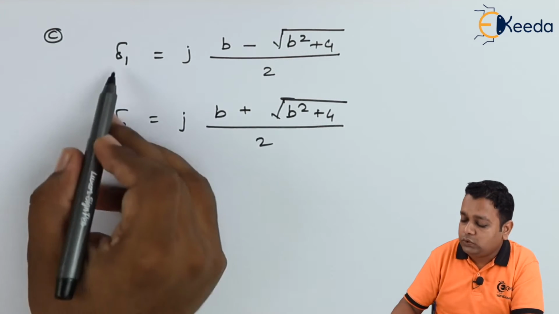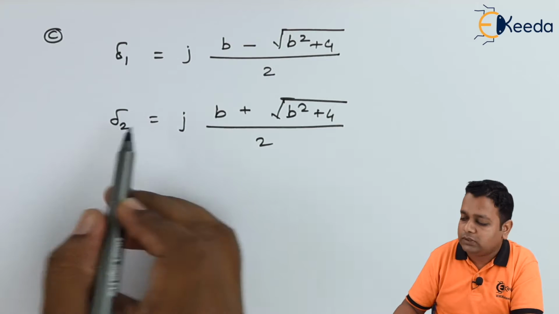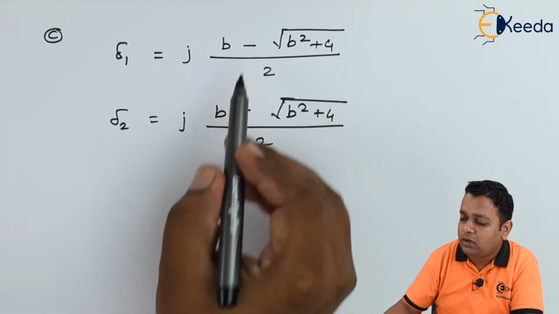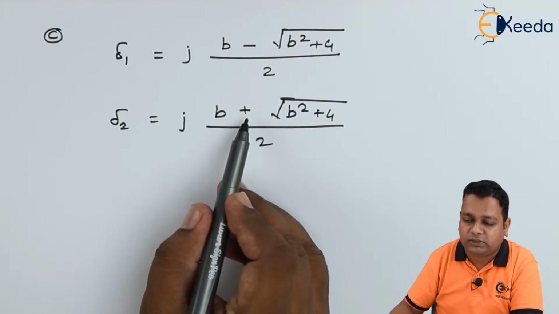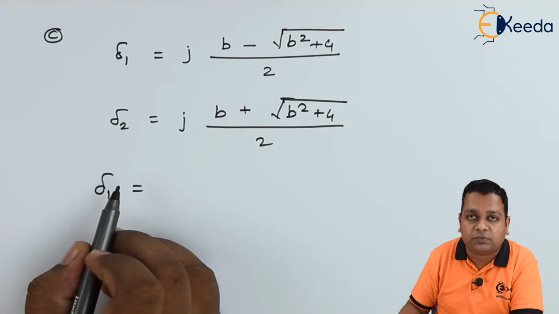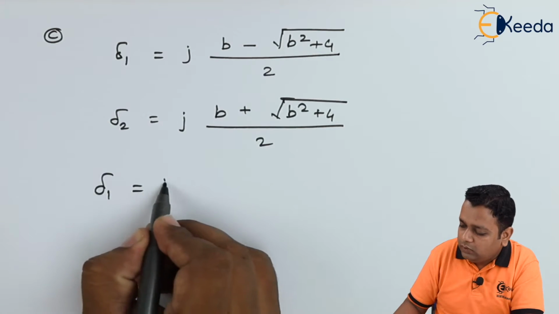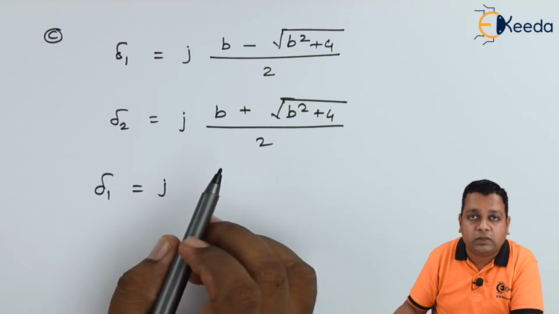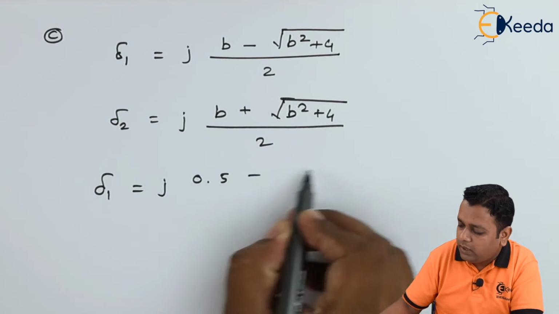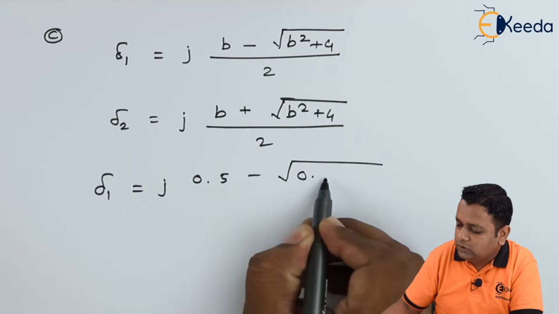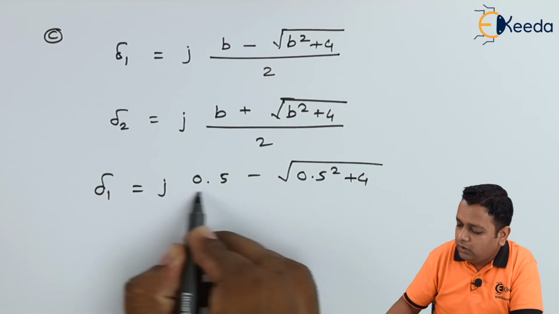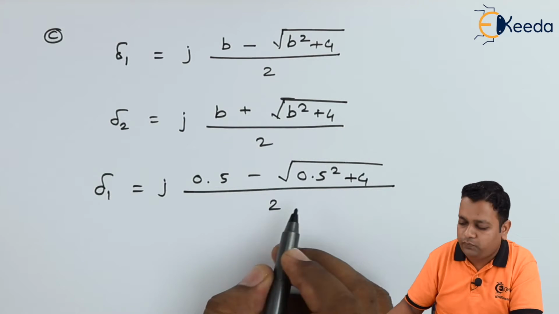In these two differentials, we have a difference of sign. For the first one, we have the minus sign in the numerator, and for the second, it is the plus sign. So for del 1, we can substitute the values. It will be j, small b is given as 0.5, so it will be 0.5 minus, in the bracket, 0.5 square added with 4, and the complete divided by 2.